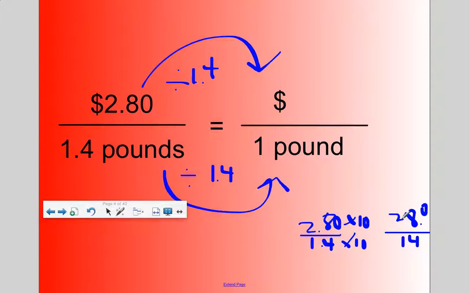Oh, wait. I know I can do that in my head. Can 14 even go into 28? How many 14s go into 28? 2. Exactly 2. Oh, the answer is $2. So 1 pound of ground beef will cost you $2. 1.4 pounds will cost you $2.80.